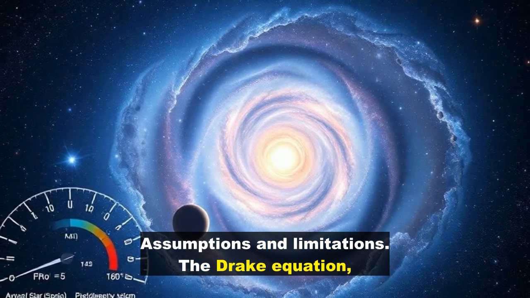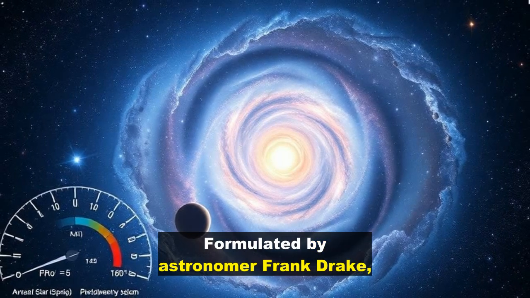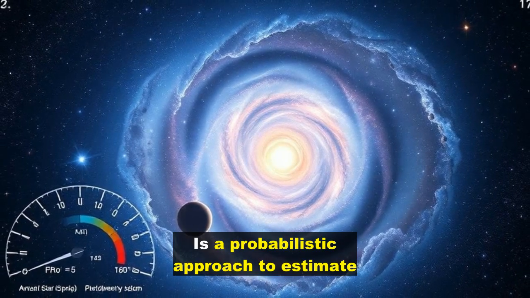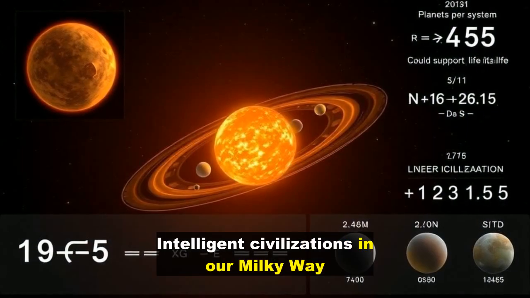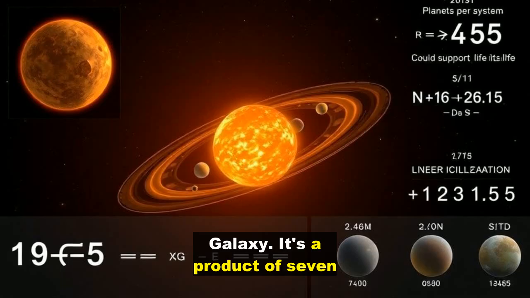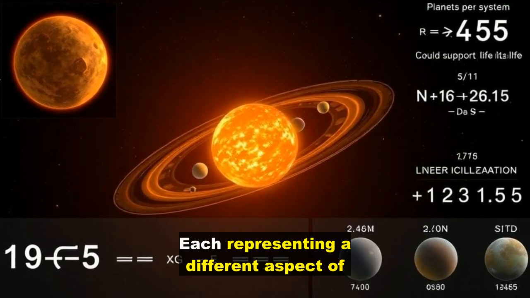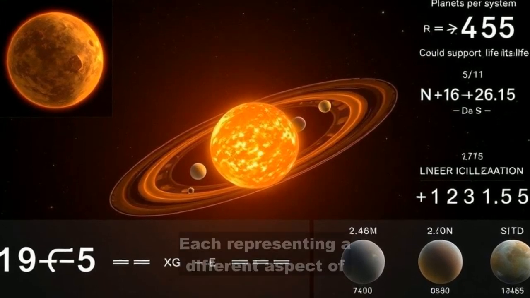Assumptions and limitations. The Drake equation, formulated by astronomer Frank Drake, is a probabilistic approach to estimate the number of communicative, intelligent civilizations in our Milky Way galaxy. It's a product of 7 variables, each representing a different aspect of the problem.